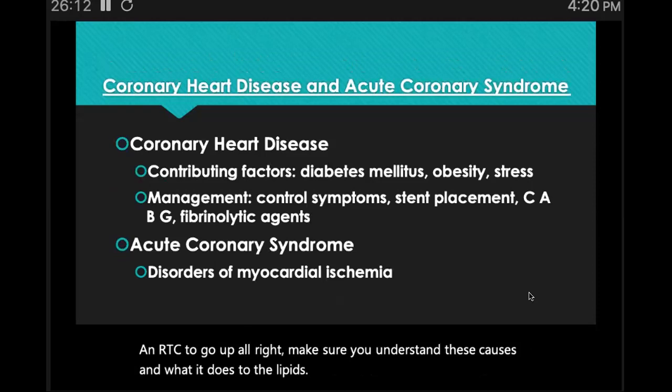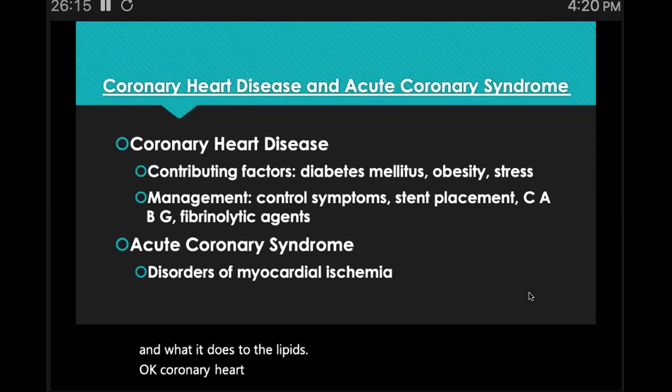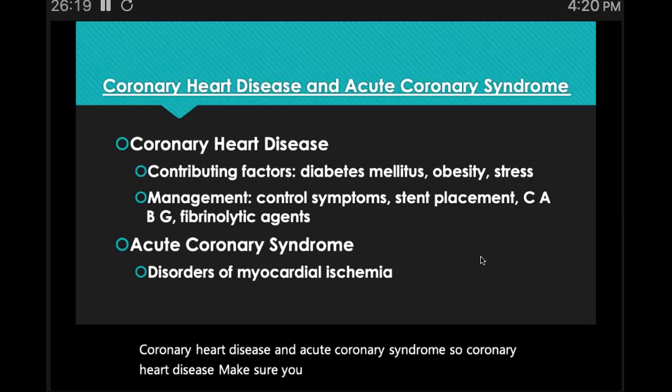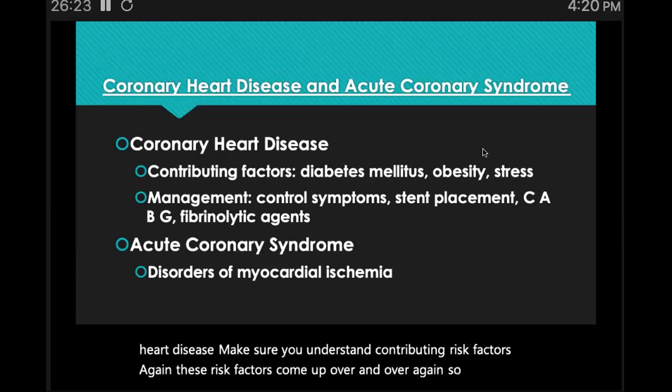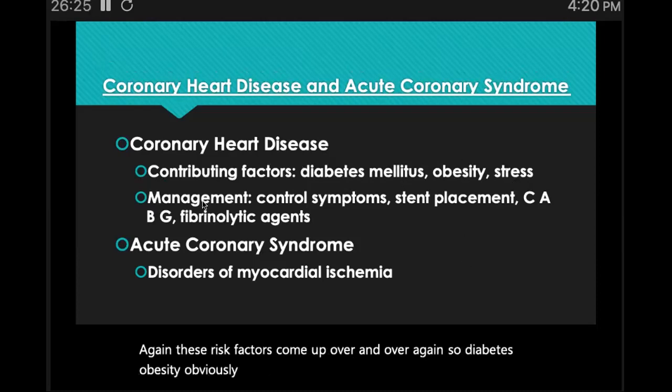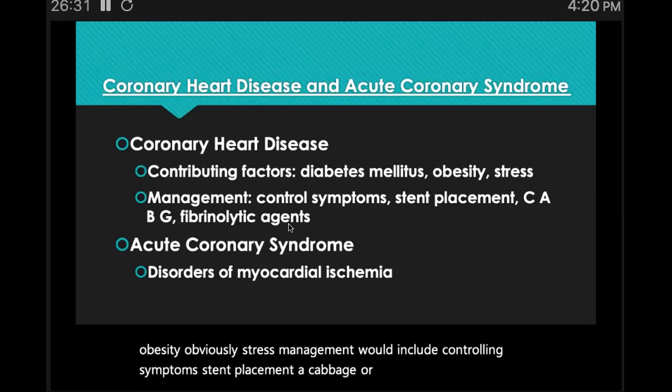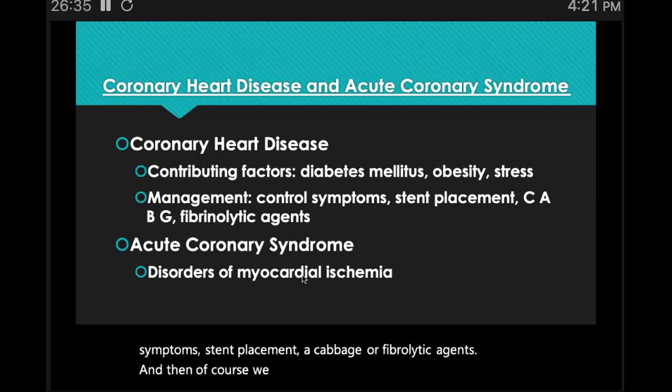Okay, coronary heart disease and acute coronary syndrome. So coronary heart disease, make sure you understand contributing risk factors. Again, these risk factors come up over and over again. So diabetes, obesity, obviously stress. Management would include controlling symptoms, stent placement, CABG, or fibrinolytic agents. And then, of course, we have acute coronary syndrome, which is the disorder of myocardial ischemia.